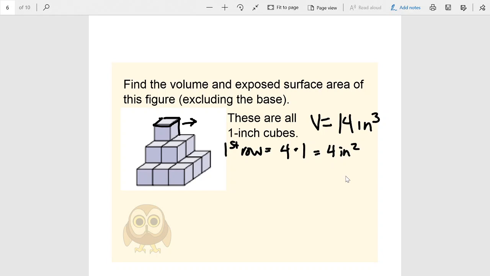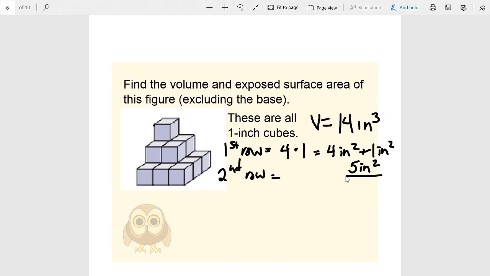And then I look and I say, well, the bottom base here, I can't actually see that, but I can see this top base. So I'm going to add 1 square inch to it, since that's a base that I can see, giving me for this first row a total of 5 inches squared. I'll leave that alone for a second. All right, let's look at our second row now. Okay, and I'm going to do it the same way.